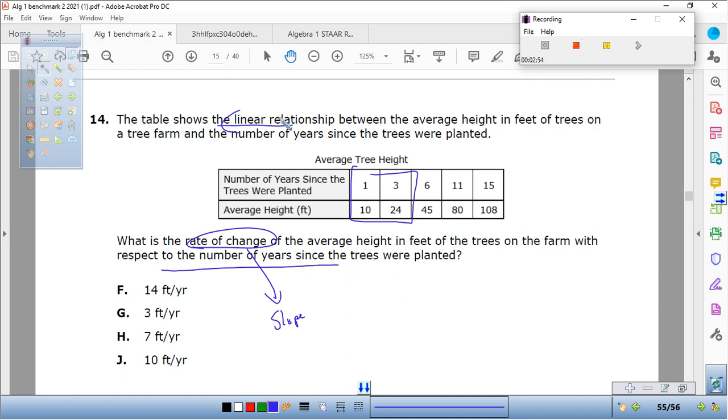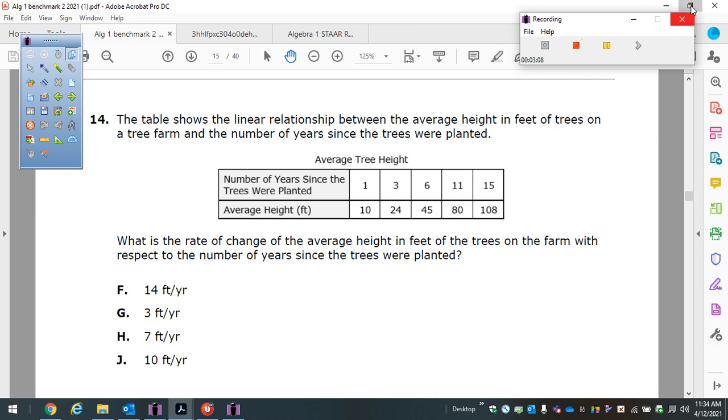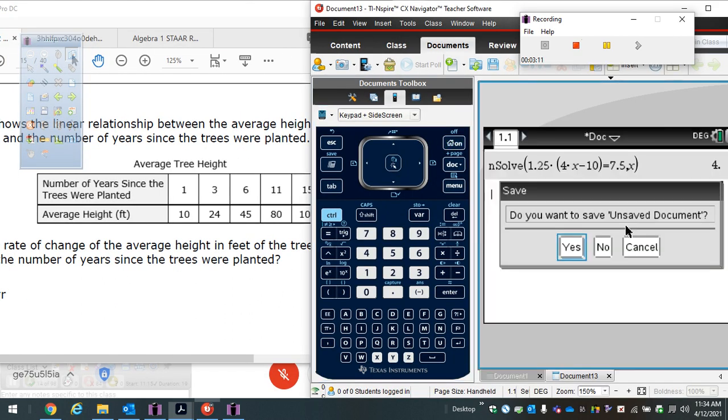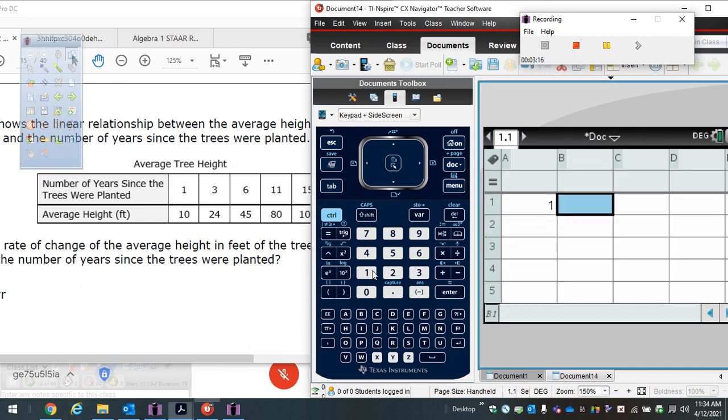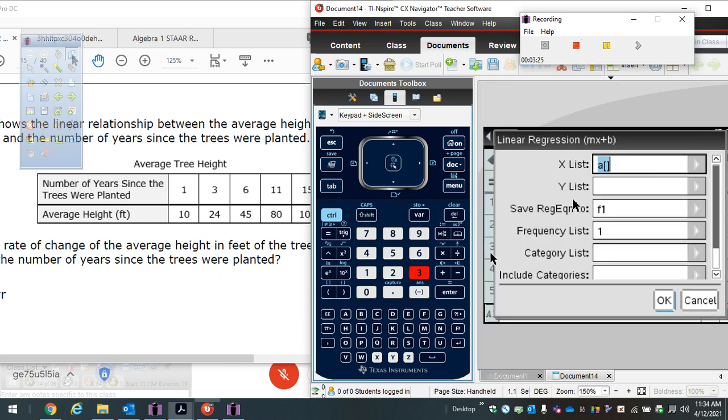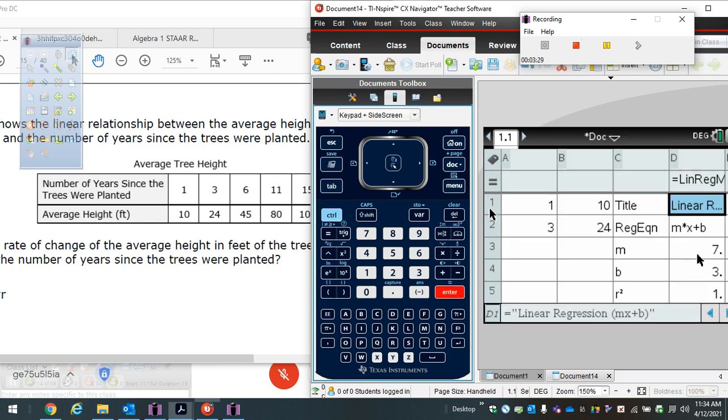I'm going to use that since it says linear. Rate of change. You can see it here. It's 2, right? 14, 7. Let me just do this in spreadsheets. Double check. 110. And there it is. Rate of change, your rate of change, your slope, 7.